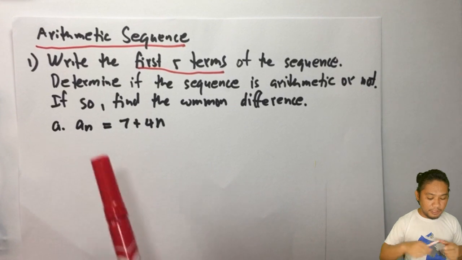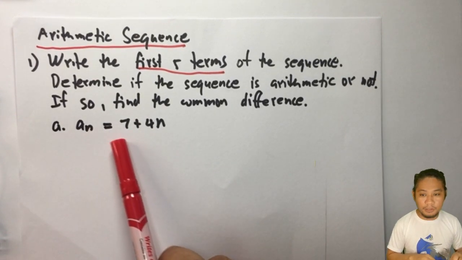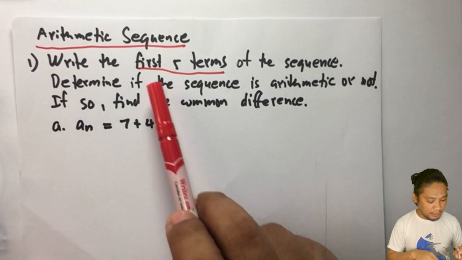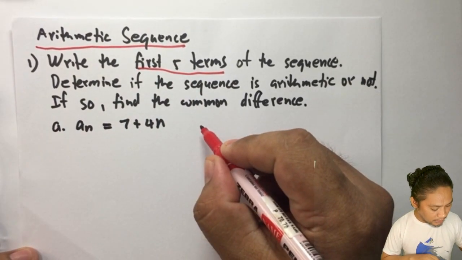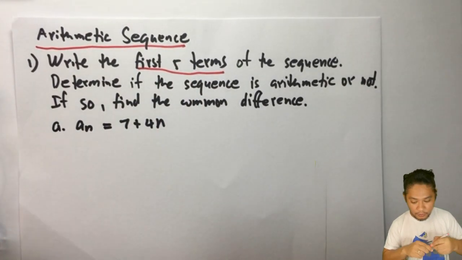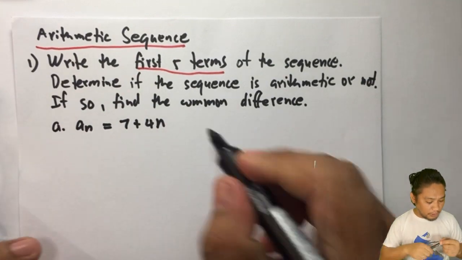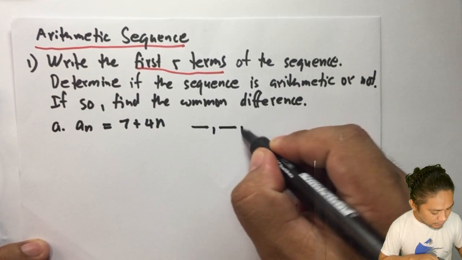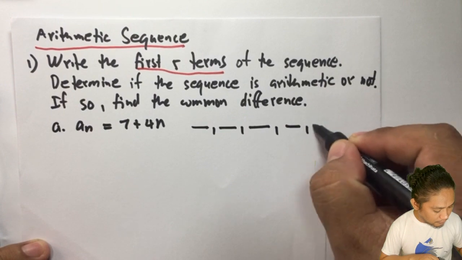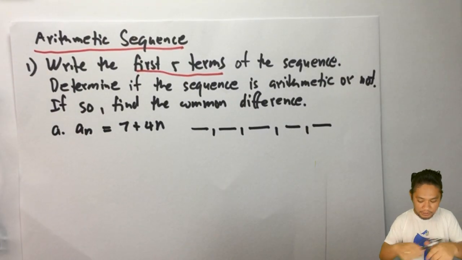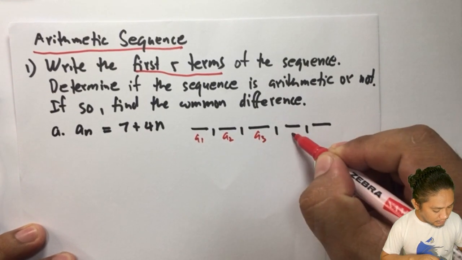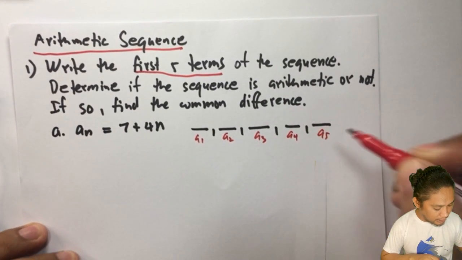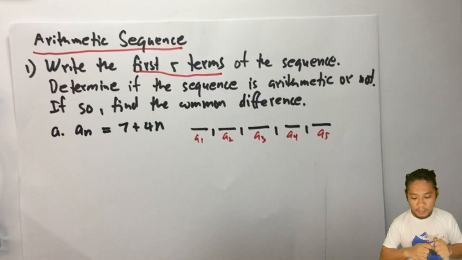So our first example is here, a sub n equals 7 plus 4n, and we are asked to produce the first 5 terms of the sequence. So that means we have to look for the first, second, third, fourth, and fifth term of the sequence. This is our a sub 1, a sub 2, a sub 3, a sub 4, and a sub 5.